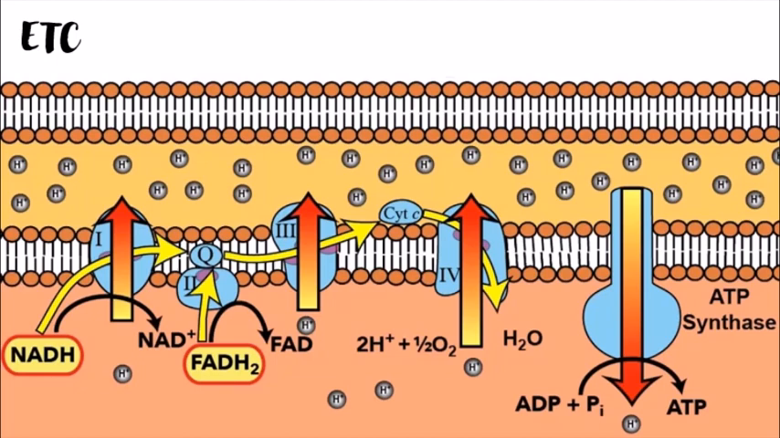Now ATP is the energy. So along with energy, we also produce carbon dioxide and water. In the cell, along with energy, carbon dioxide and water are also formed.